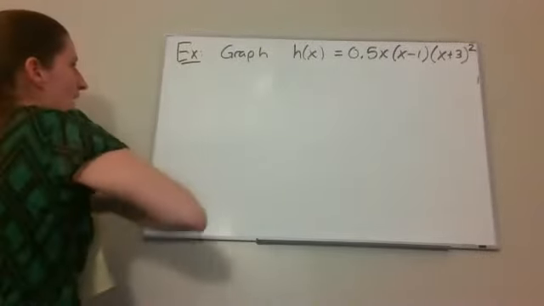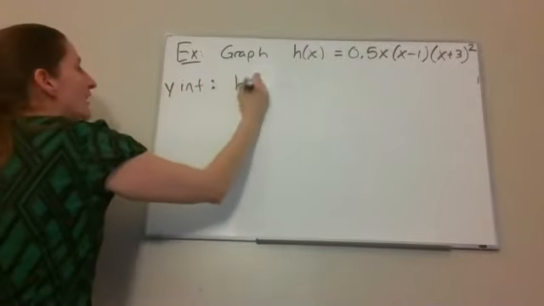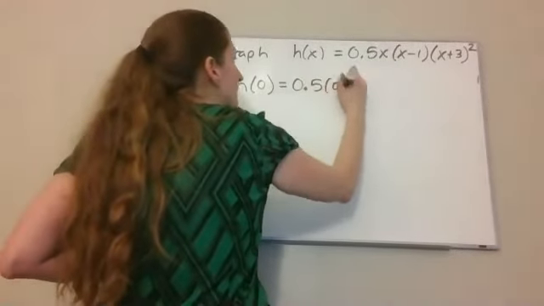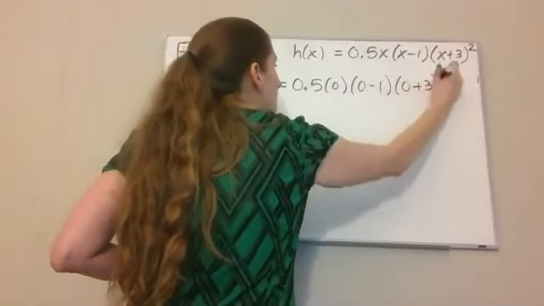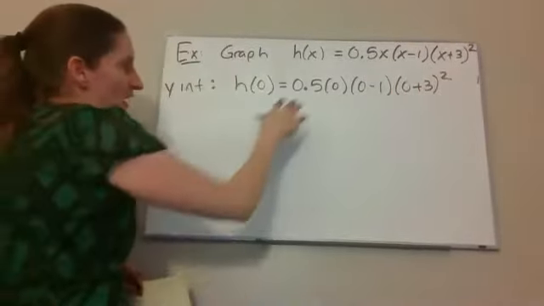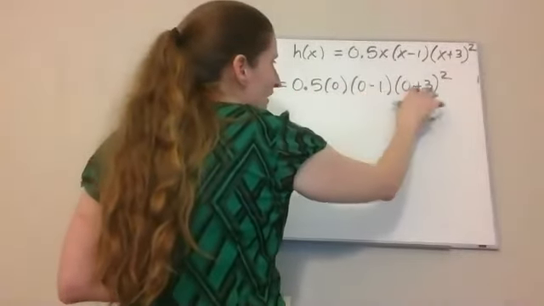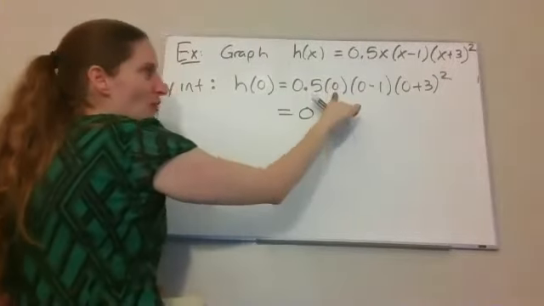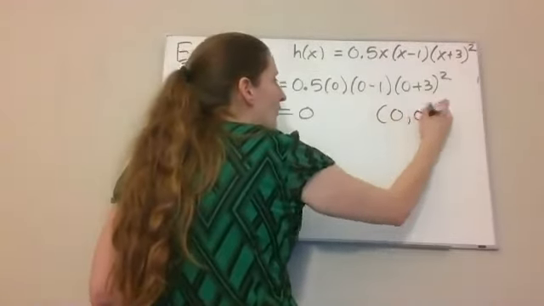My y-intercept we get by plugging in 0 for my x. So I get 0.5 times 0 times a -1 times 9. All of that ends up being 0 because I'm multiplying by this 0 right here. So my y-intercept is the point (0, 0).